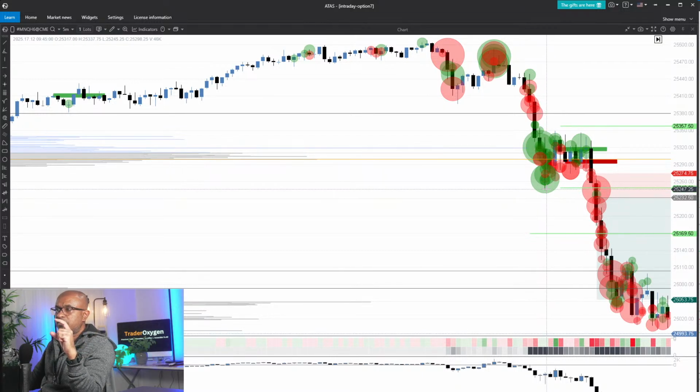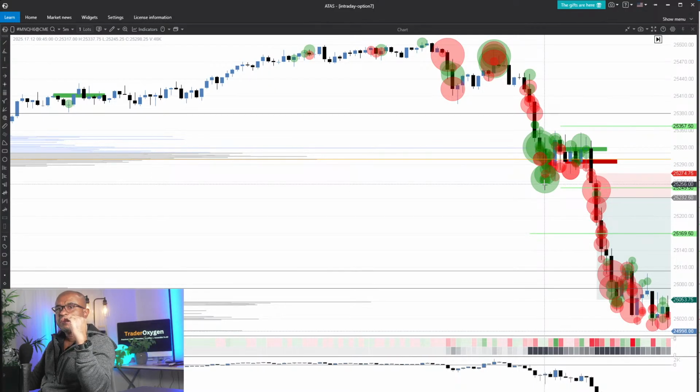Then at 9:45, since the price already reached the fair value, which is the volume point of control, we can see it started to print green bubbles. Now these green bubbles are big buyers.